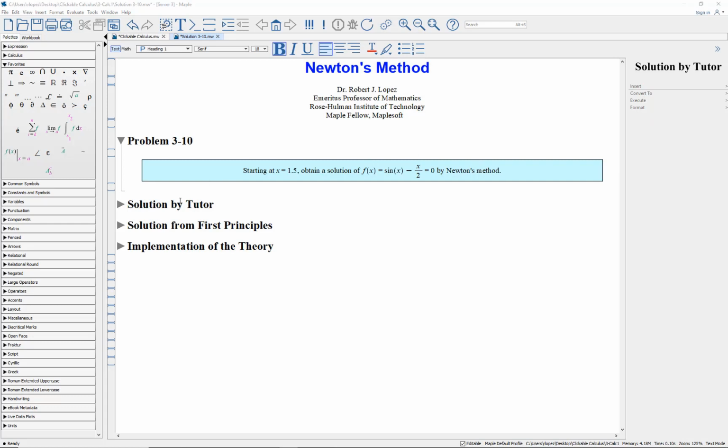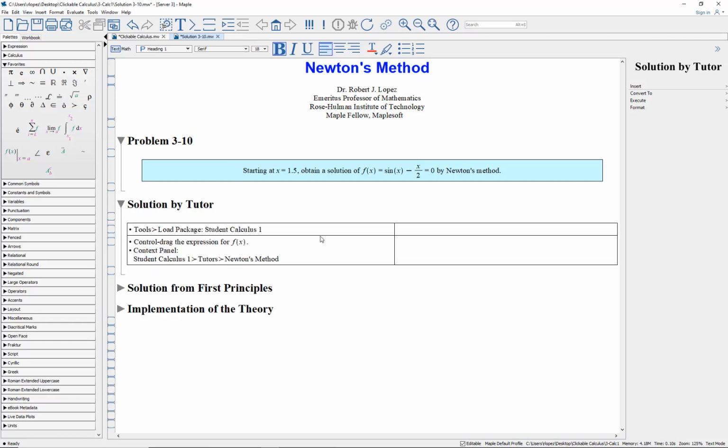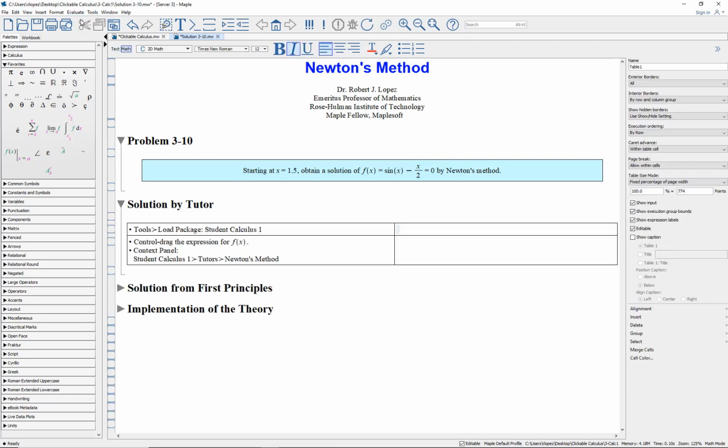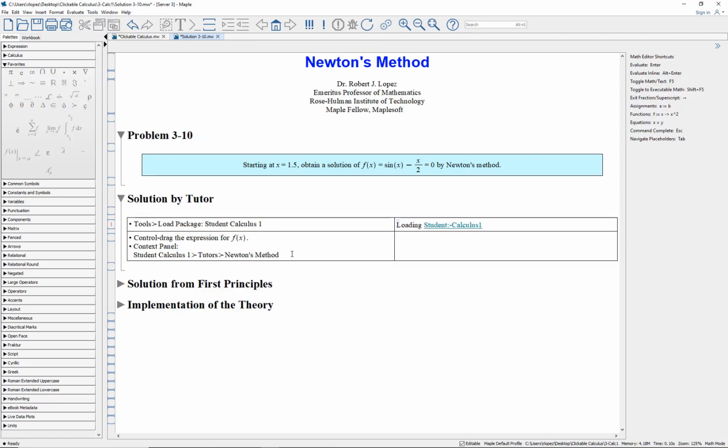There is a tutor that we can make use of. Now, what are the tutors? You go ahead to Tools, Tutors, 50 some odd pop-up tools that allow you to experiment and solve problems in a point-and-click, syntax-free manner. So if you go here to single variable calculus, you will see down here a tutor, Newton's method. So that's the one we're going to use, but I'm going to get at it through the context panel. I want to load the Student Calculus 1 package, so Tools, Load Package, Student Calculus 1.